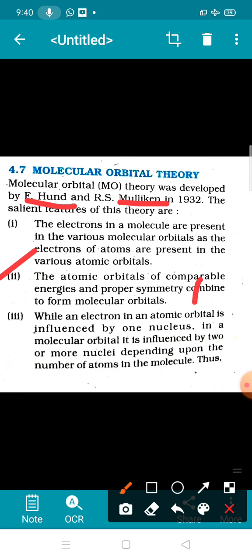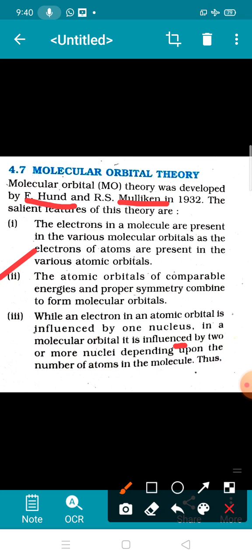Third point: while an electron in an atomic orbital is influenced by one nucleus, in a molecular orbital it is influenced by two or more nuclei, depending upon the number of atoms in the molecule. So here again a very important point. You know that an atom has one nucleus, and all the electrons belonging to that particular atom are under the influence of one nucleus.